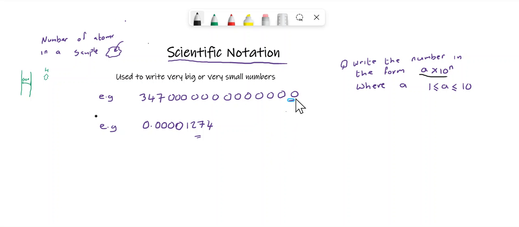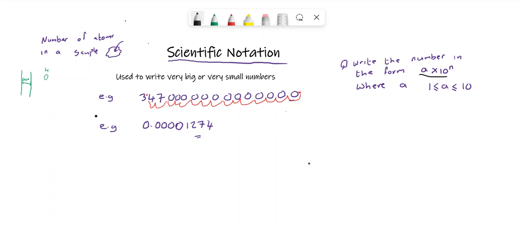If we take this number here, let's work with this and see how we can take this big number and turn it into a number that's in this form. Basically, what we do is we start at the end and we count our way back. So we have 1, 2, 3, 4, 5, 6, 7, 8, 9, 10, 11, 12, 13, 14, 15. So we're taking our decimal place where it would be here and we're moving it up to here, between the 3 and the 4. That gives us a number 3.47.